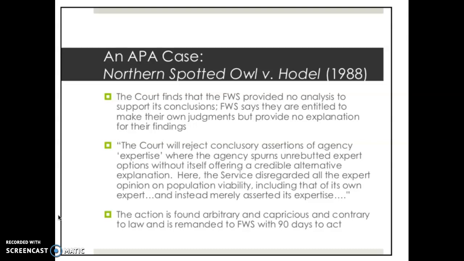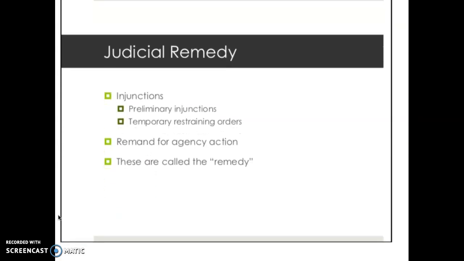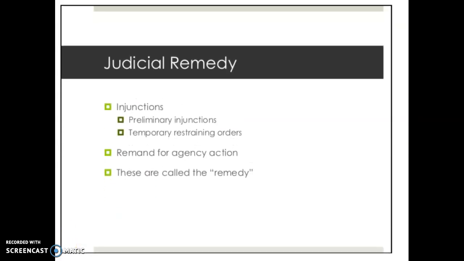So the action is found arbitrary and capricious and contrary to the law, and is remanded to the Fish and Wildlife Service with 90 days to act. So this was the judicial remedy, and so it was remanding for agency action. So the agency needed to go in and review what had led up to their decision.